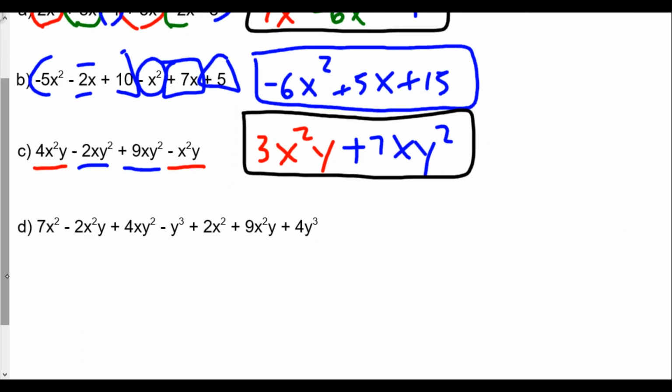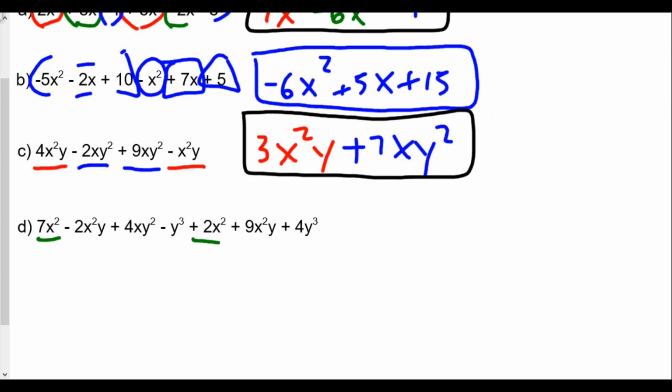we have in this case, ooh, this is a tricky one, okay? So I'm going to just look around for which terms match up. So I have a 7x squared. Not the minus 2x squared y, not the 4xy squared, not the negative y cubed, but the 2x squared, okay? And then that's it.